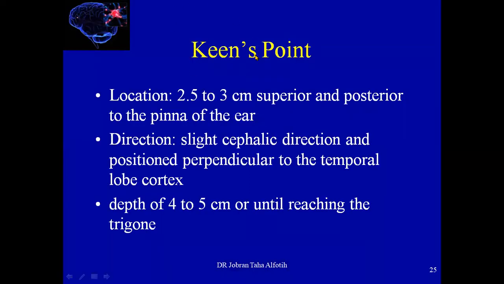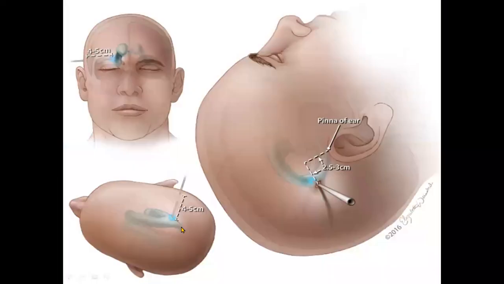Here we have firstly the Keen's point. The location is 2.5 to 3 centimeter superior and posterior to the pinna, the direction is slightly cephalic, and the position is perpendicular to the temporal lobe cortex. The depth will be 4 to 5 centimeter or until reaching the trigone. Here is our Keen's point, 2.5 to 3 centimeter above and posterior to the pinna. The depth will be 4 to 5 centimeter.